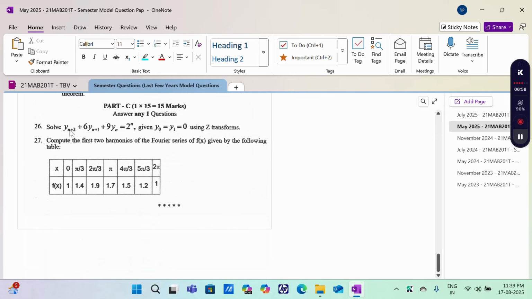And part C, 2 questions, 26, 27. So answer any one question. So 26 is Z transform, unit 5, and the 27th is unit 2 Fourier series. Now the 27th is a harmonic analysis problem.